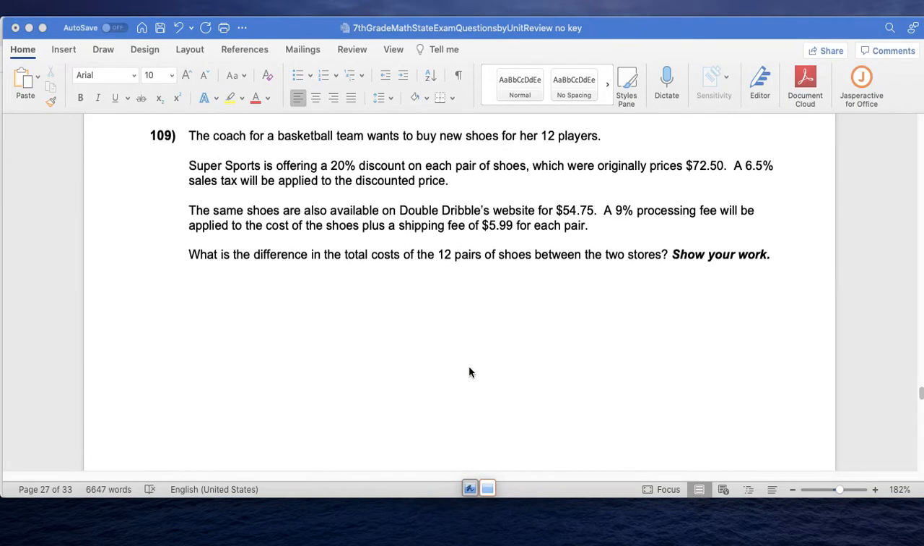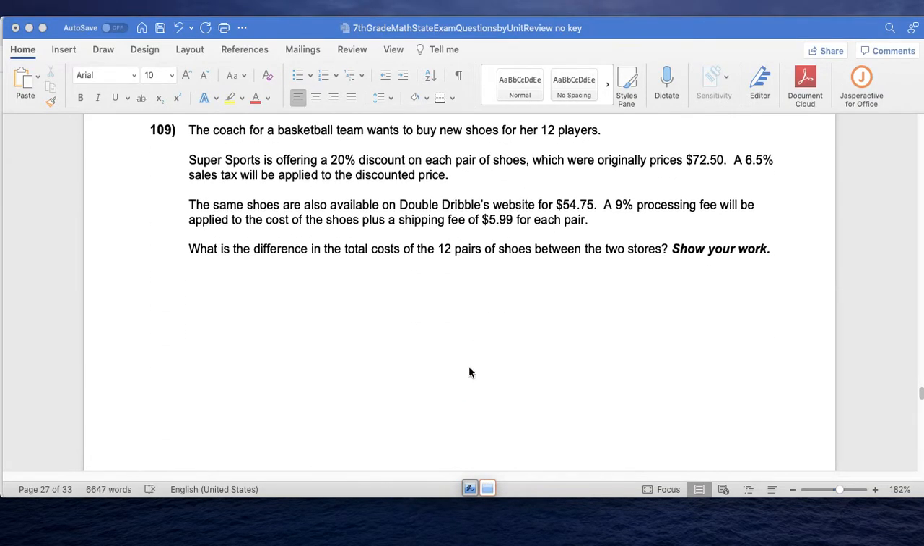109. The coach wants to buy new shoes for 12 players. Store A: there's a 20% discount, the shoes are $72.50, and a 6.5% tax will be applied. The other store is $54.75, with a 9% processing fee applied to the cost of the shoe, plus a shipping fee of $5.99 for each pair. What's the difference in the total between store A and store B? So let's do store A.